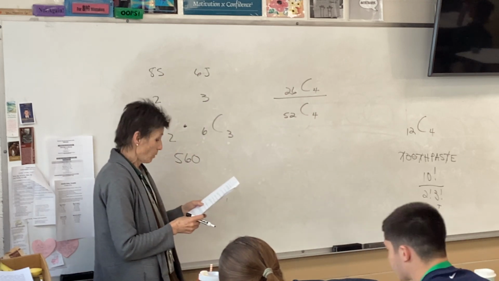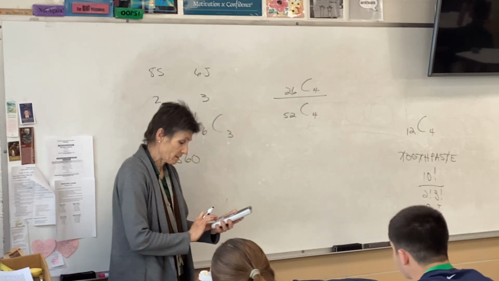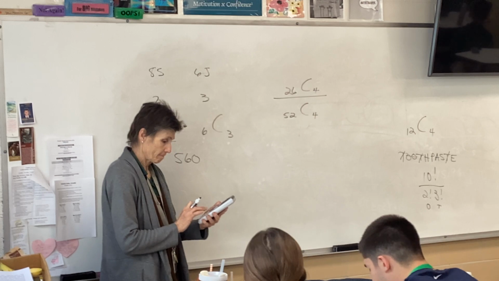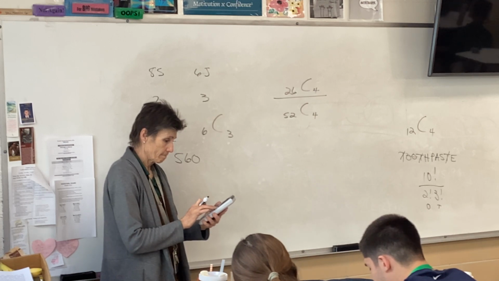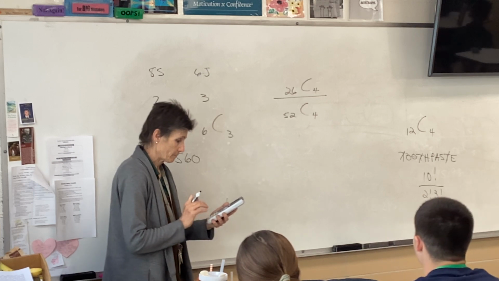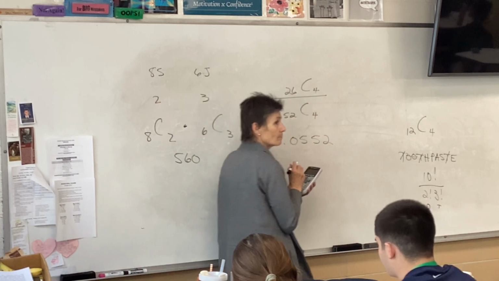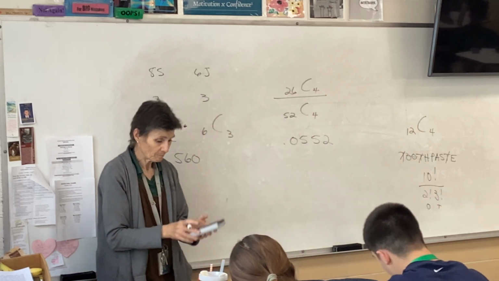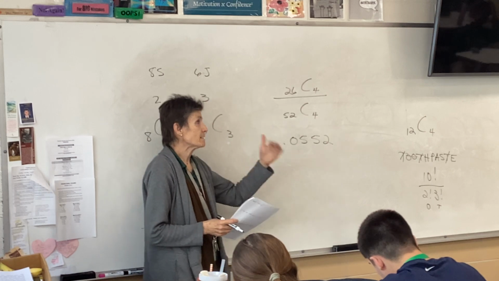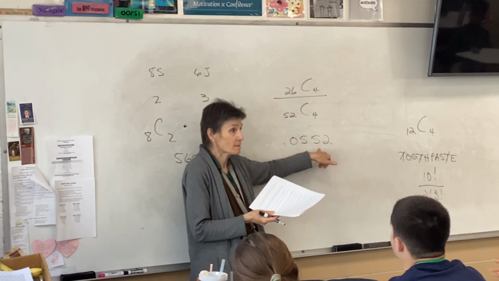All right, so you want the probability, so what did you get? Did you get this one, what did it come out to be? I got .0552. Is that what you got? And that number translates into like a 5.5% chance.